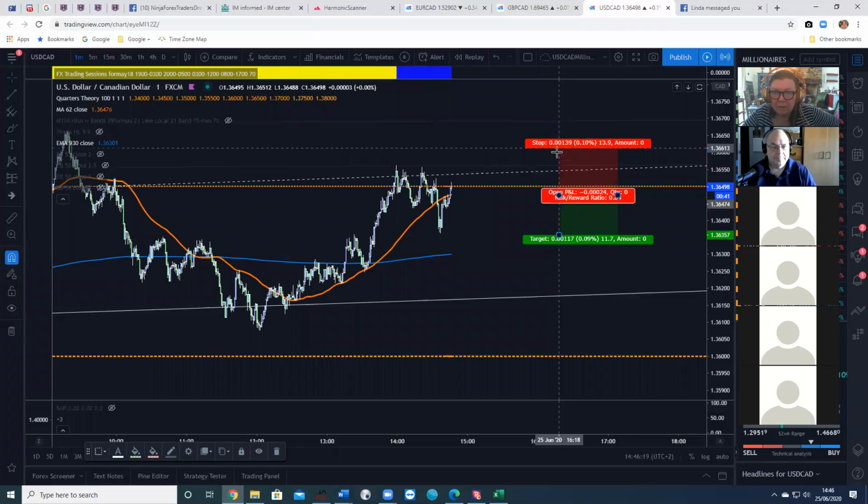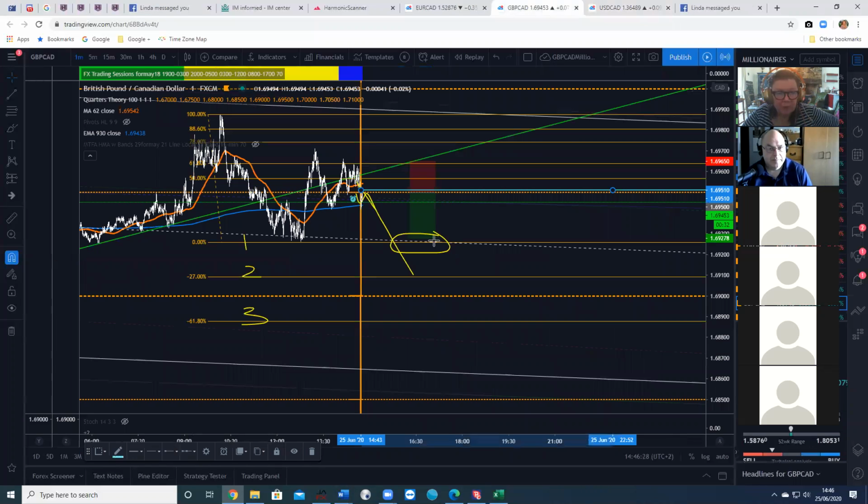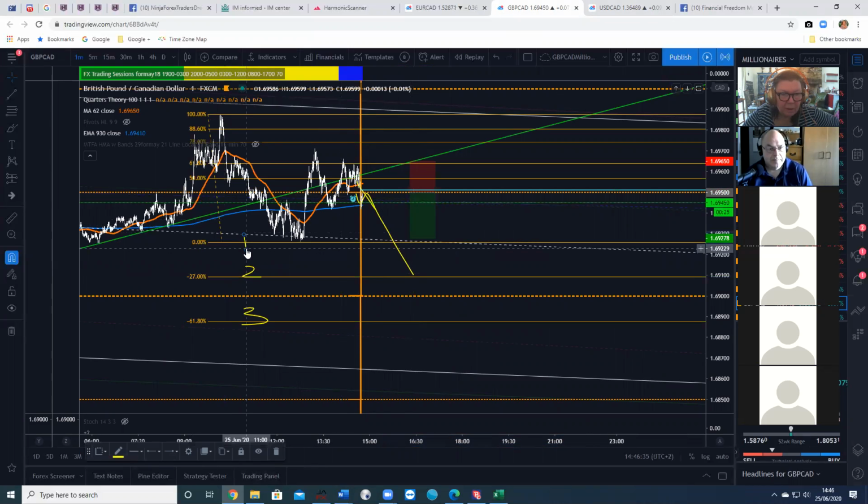I'm sorry to interrupt. Oh, you're very welcome. Can I just check, I don't know if I'm reading this correctly, but it looks to me like that GCAD has just broken and retested. GCAD? The one you were just looking at. This one, yeah. Have I misread that? Hang on.